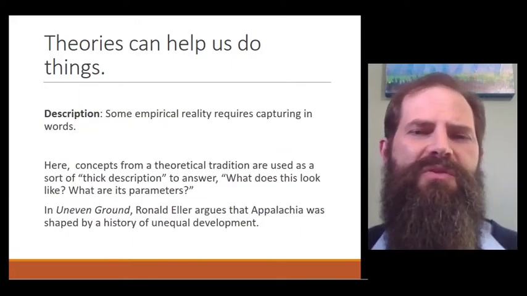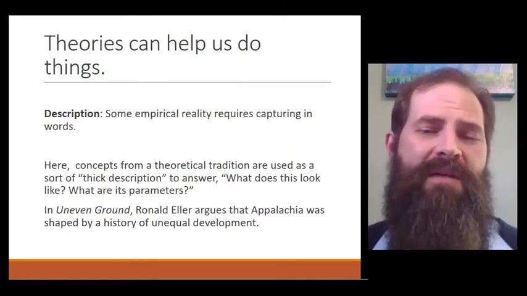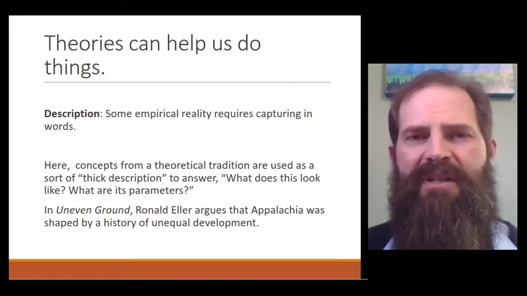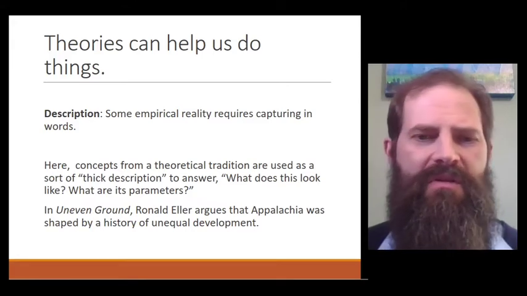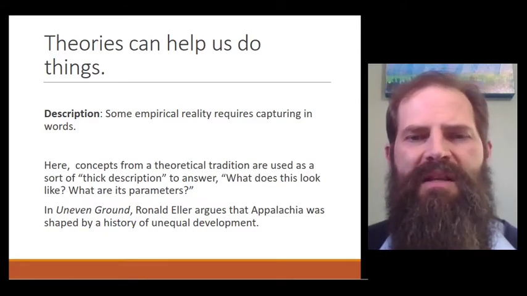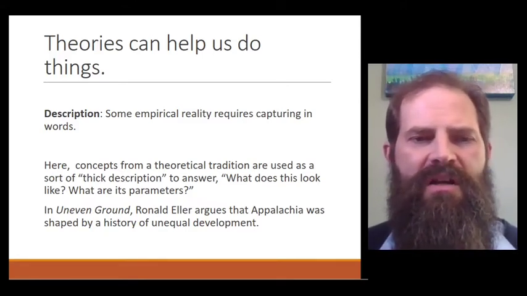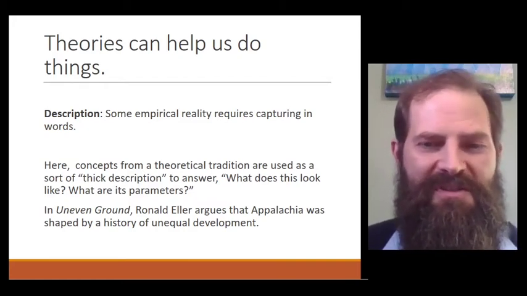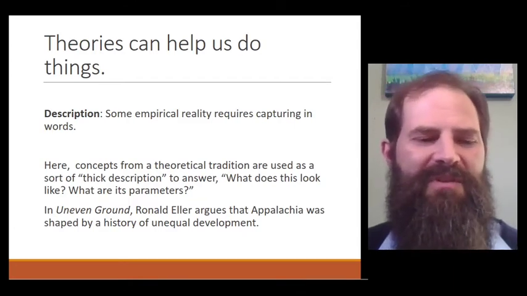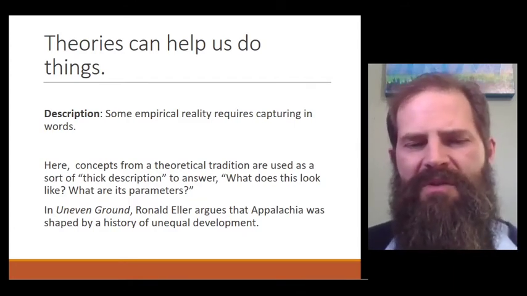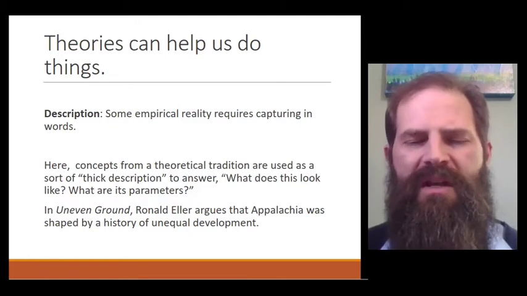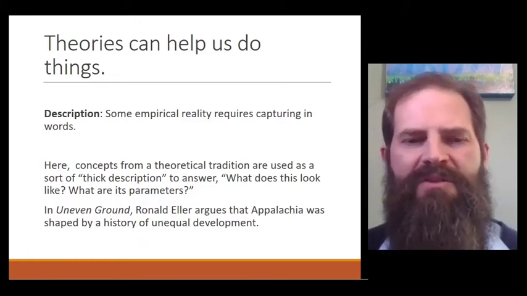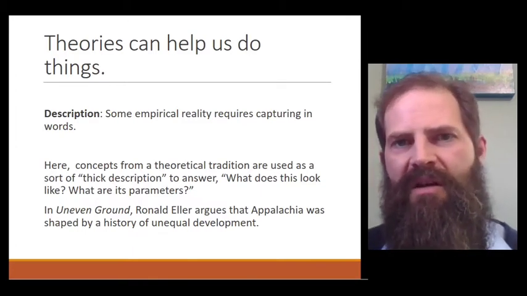We also can use theories to describe what's happening. So maybe an empirical reality that's happening can be captured in words because we use a theory. This is a case where we might use ideas from a theoretical tradition to help describe things. In Paul's words, the thick description to answer, what does this look like? What are the parameters? I thought about this in terms of Uneven Ground. It's an excellent book that Ronald Eller at University of Kentucky wrote to try and argue how Appalachia was shaped by the history of things that had come before it.